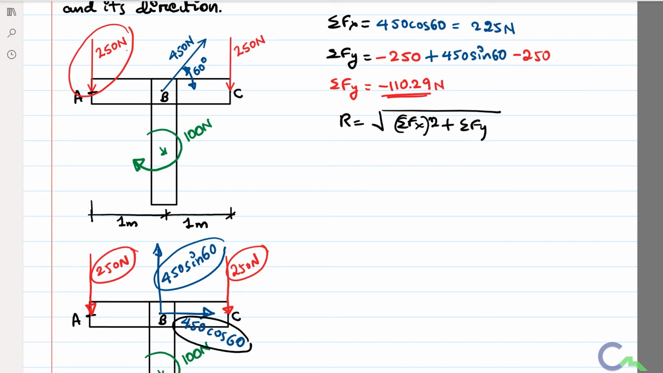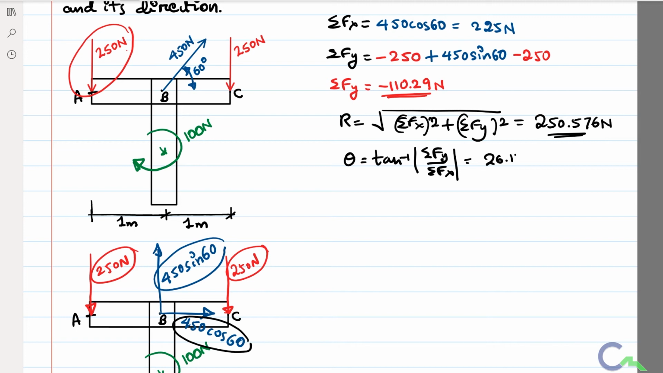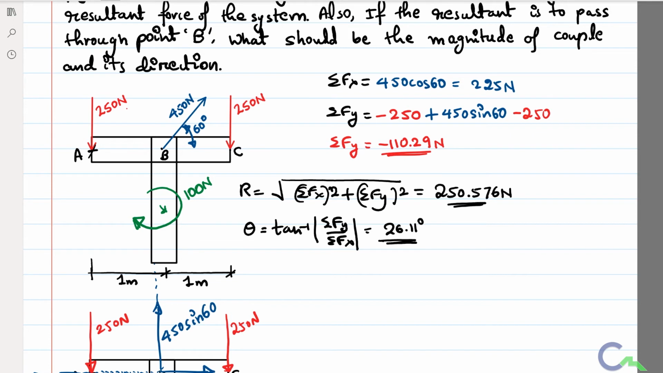So I can calculate the resultant now, that is R is equal to root of sigma Fx square plus sigma Fy square. So if I do the calculation, we will get 250.576 Newton as a resultant. So I want to calculate the direction of the resultant, that is tan inverse of mod sigma Fy divided by sigma Fx. So we will get angle as 26.11 degree.